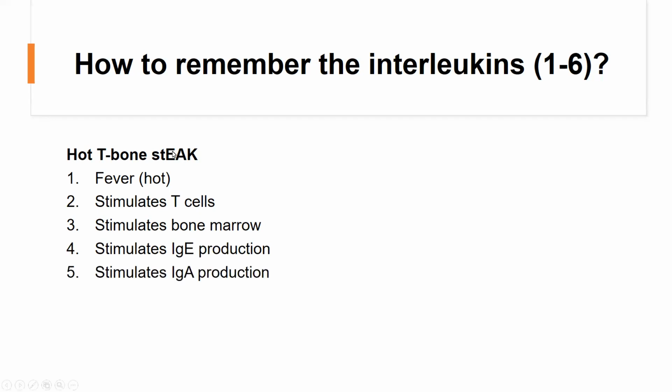That's your E in steak. IL-5 stimulates IgA production. That's your A in steak. And 6 stimulates acute, with a K, phase protein production. That's your K in steak. So IL-1 through 6 are generalized functions, or who they stimulate. You could remember via hot T-bone steak, the HTB, and then the EAK. And then that's one cytokines, essentially interleukin 1 through 6.